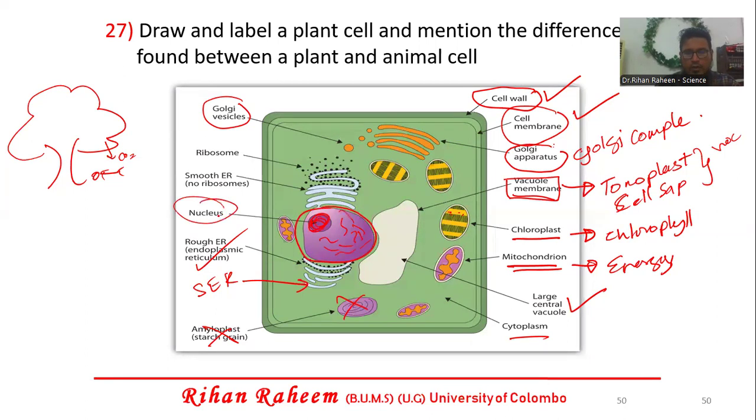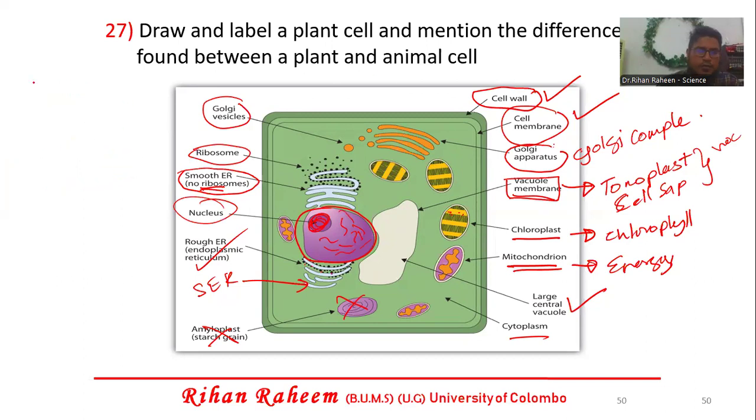Chromatin. Later that chromatin becomes chromosomes. Here they have given smooth endoplasmic reticulum, no ribosomes. But in rough endoplasmic reticulum, ribosomes are there. These dots are ribosomes. And free ribosomes are also available. That is the normal ribosomes. So all these are related to the plant cell.